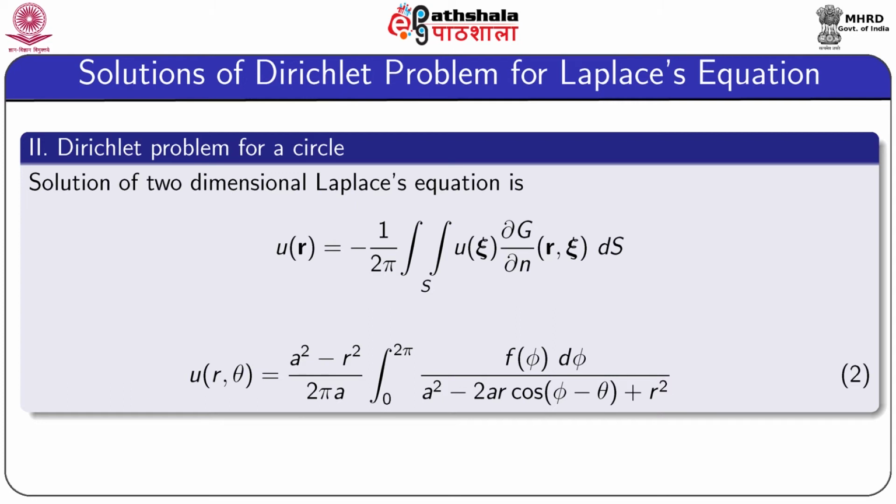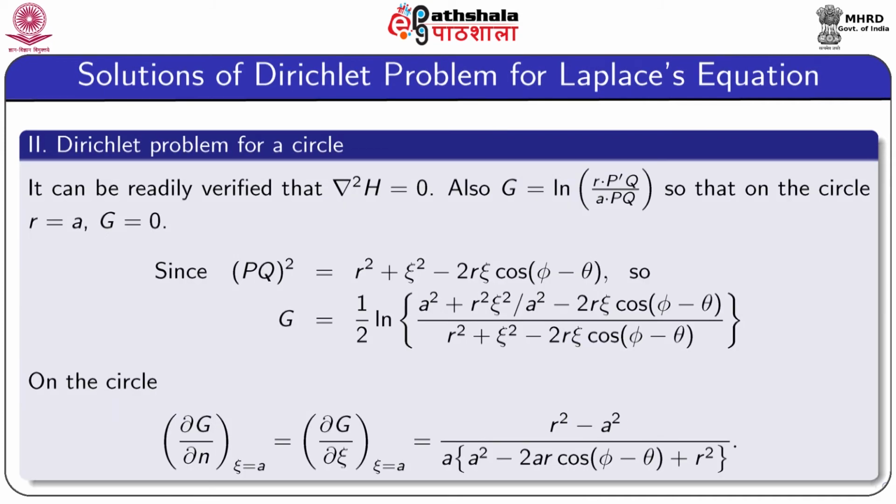Now, the solution of the Laplace equation in 2D can be written in terms of Green's function as u(r) is equal to minus 1 divided by 2 pi times the double integration of u del del n of G ds, and we have found the value of del G del n in the last slide. This is the expression for del G del n on the circle xi equals a.